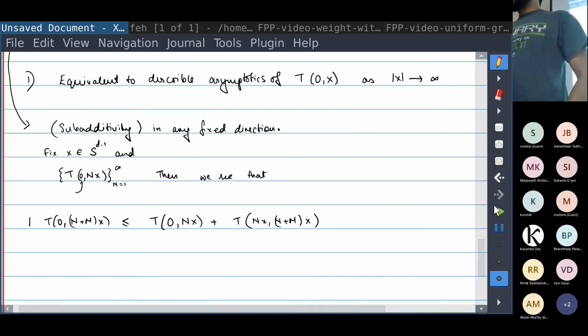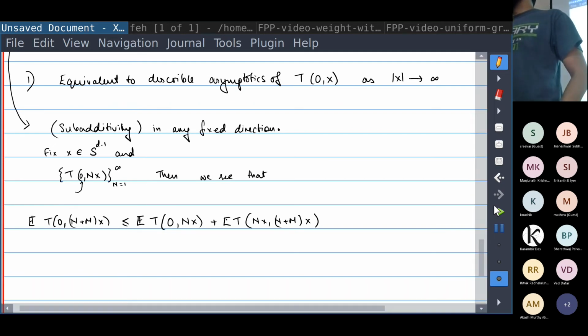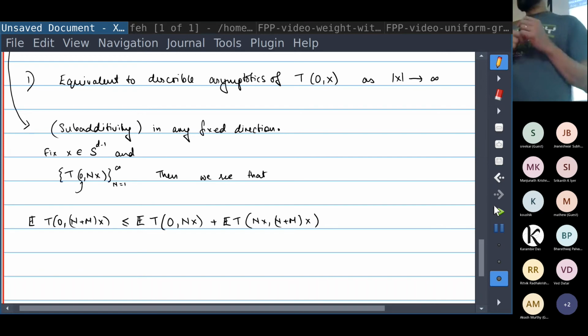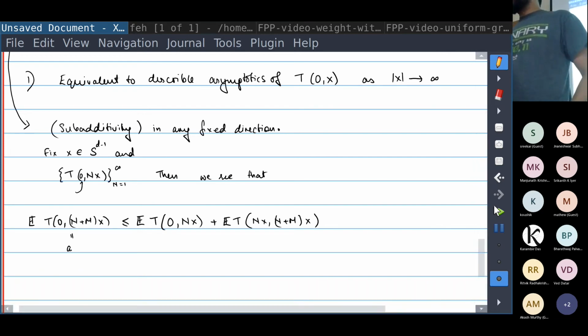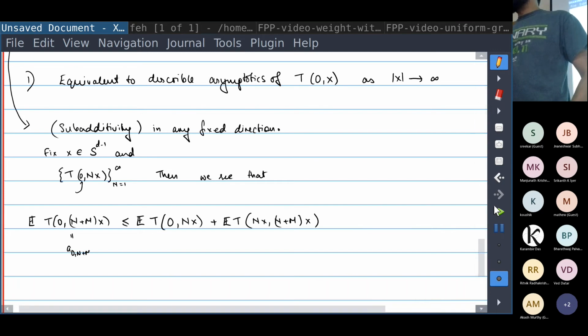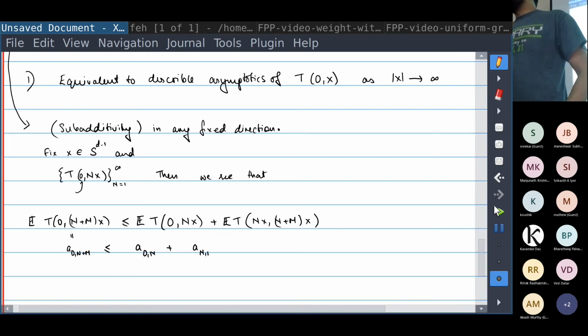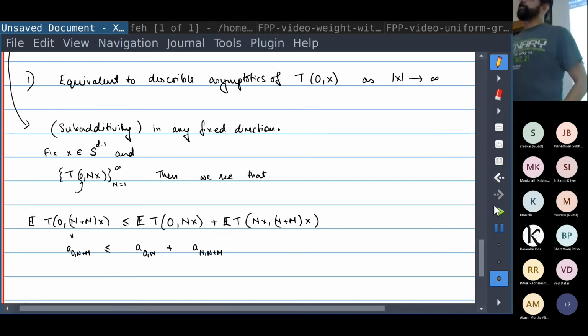So now if I take expectation, I average it, I integrate over the probability measure, then I'll just get some numbers. a(0, n+m) is smaller than or equal to a(0, n) plus a(n, n+m). I've thrown away x, but I don't care about it.